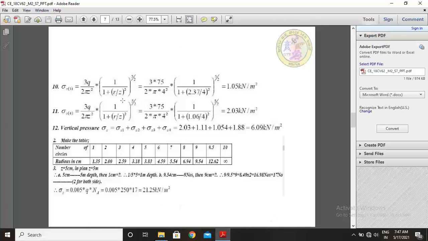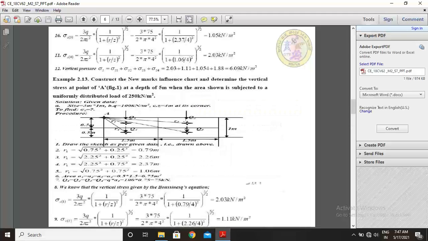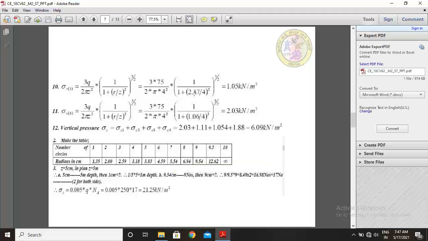Next, for rectangle 3, use the same equation, that is sigma z equal to 3q by 2 pi z square into 1 by 1 plus r by z square whole to the power of 5 by 2. Substitute the values: 3 into q is 75, divided by 2 into pi into z is 4 square, into 1 by 1 plus r, which is 2.37, divided by z, which is 4, square, whole to the power of 5 by 2. While solving, we get the stress as 1.05 kilonewton per meter square.